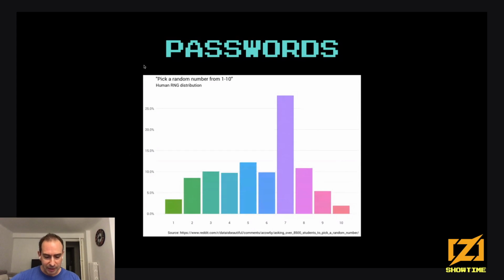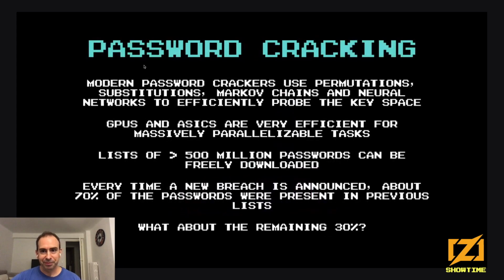For example, if you ask a bunch of people to pick a number between 1 and 10, this is the distribution you get. Yeah, it's not really uniform. For some reason, people seem to like the number 7. It's not right in the middle. It's not too much on the left or the right. I don't know, this is weird. But my point is that humans are very predictable.